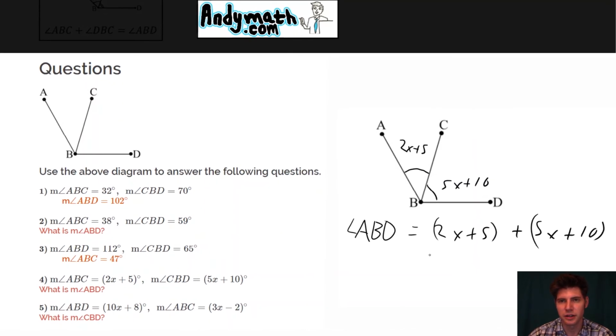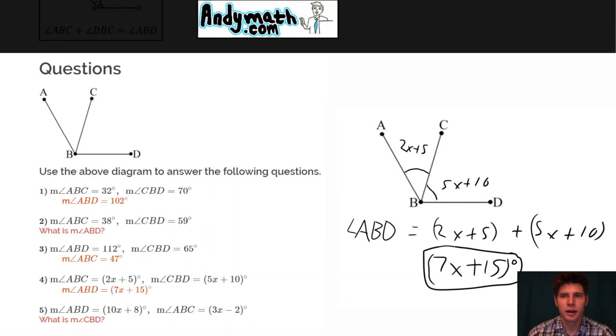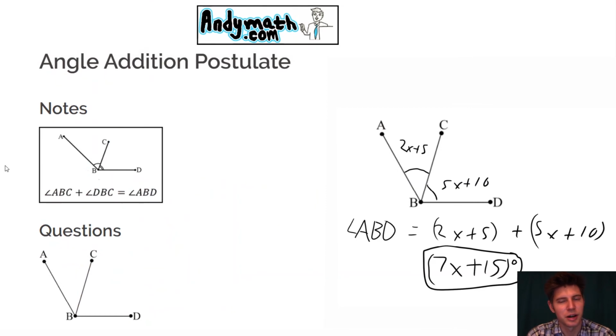Well, it's just combining like terms. 2x plus 5x is 7x, and 5 plus 10 is 15. And that should be the answer. And maybe I'll throw in a parentheses with a degree bubble. And that should be it. And that's right. So hope this makes sense. This is angle addition postulate.